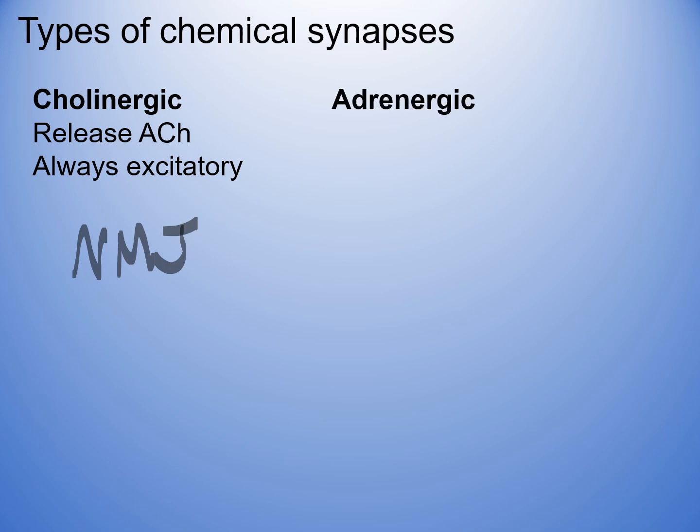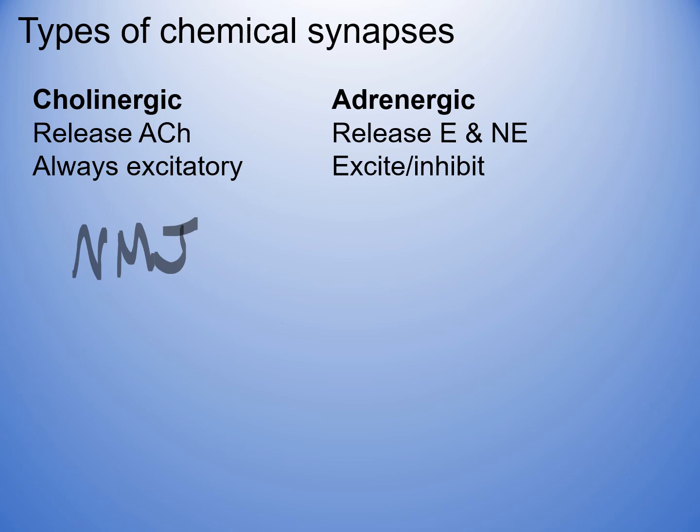The other synapses are called adrenergic, and you might think, oh, those are the ones that give me an adrenaline rush. No, they're related to that, but the name adrenergic comes from the fact that they release epinephrine and norepinephrine. And these can be excitatory or they can be inhibitory.